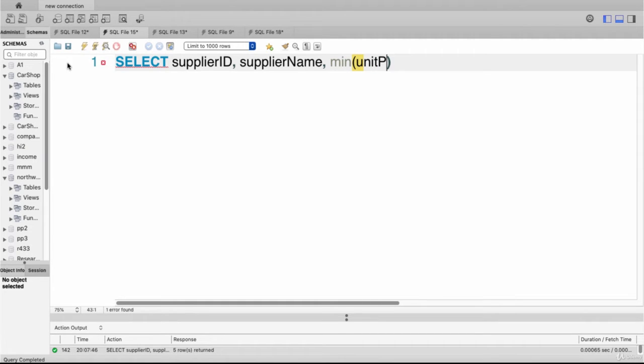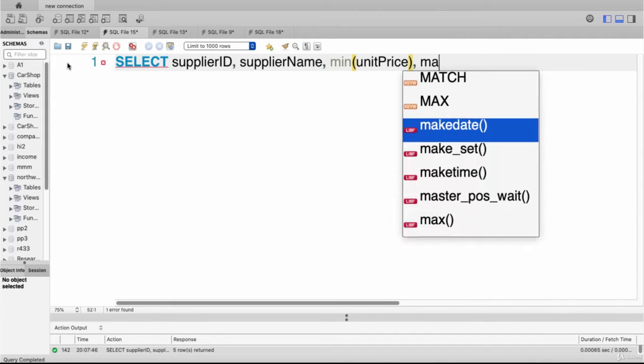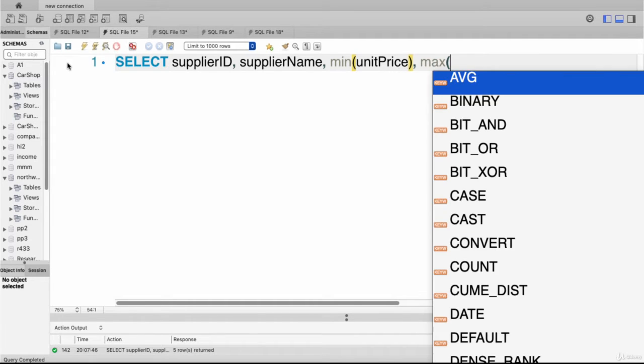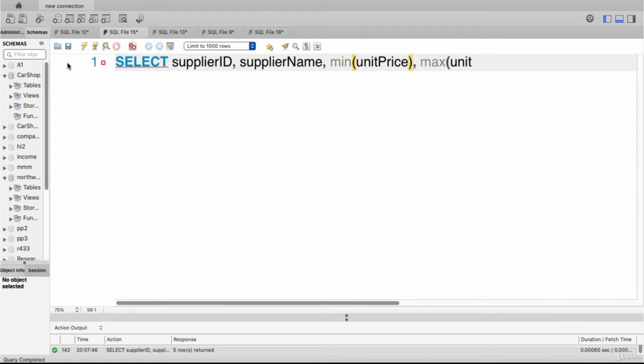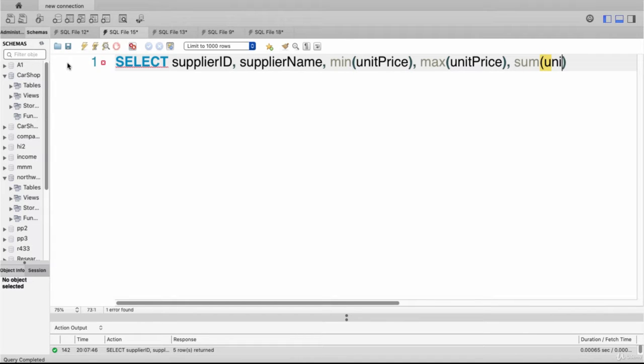unit price. Then the maximum unit price. The last but not the least, they asked us what? The sum unit price.